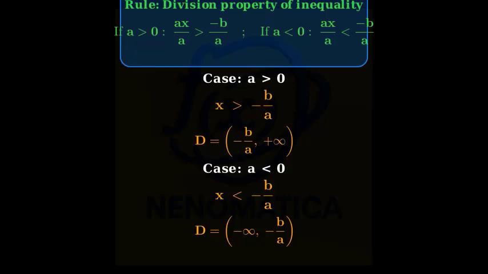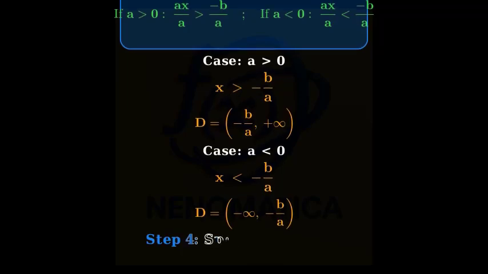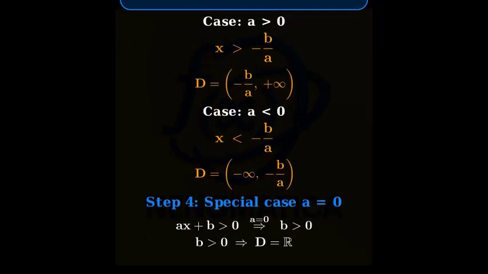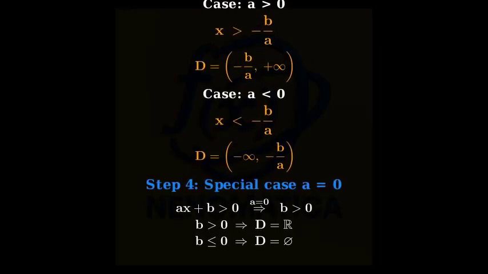Step 4. Consider the special case a equals 0. Then the inequality reduces to b compared to 0. If b is greater than 0, all real x satisfy it. If b is less than or equal to 0, there is no solution. Finally, we summarize all cases in one rule card.